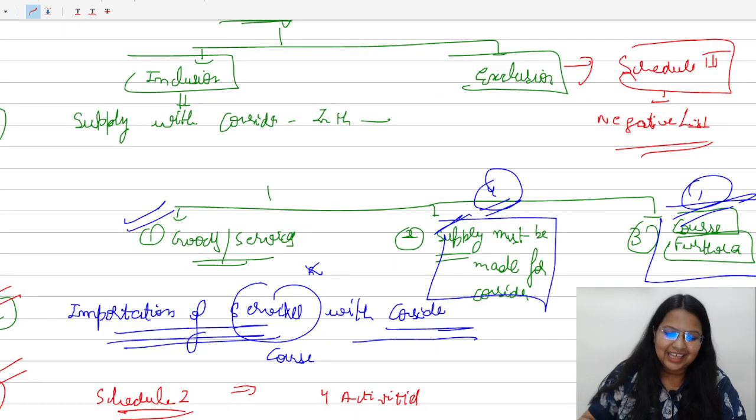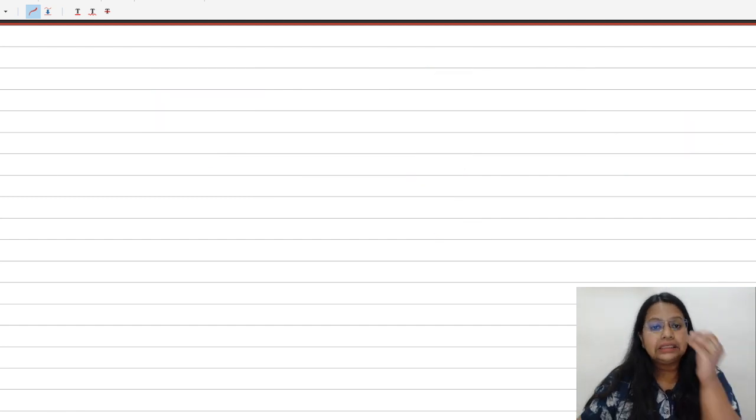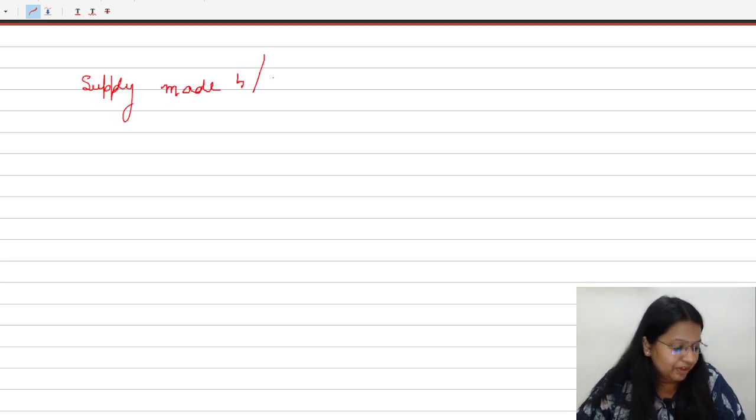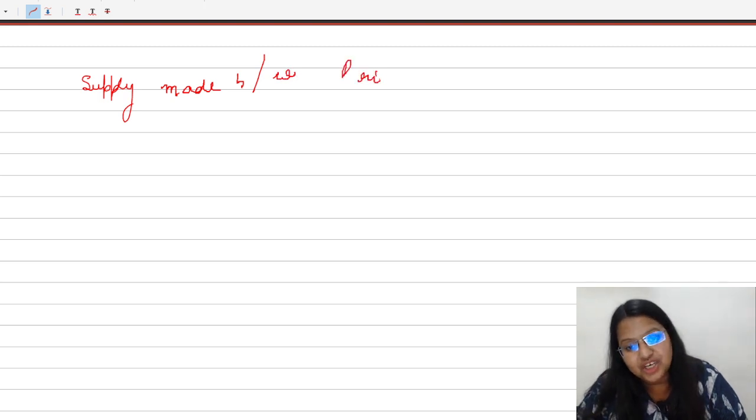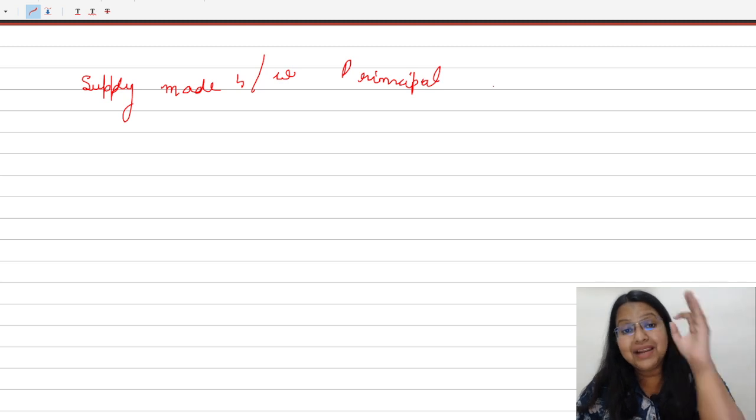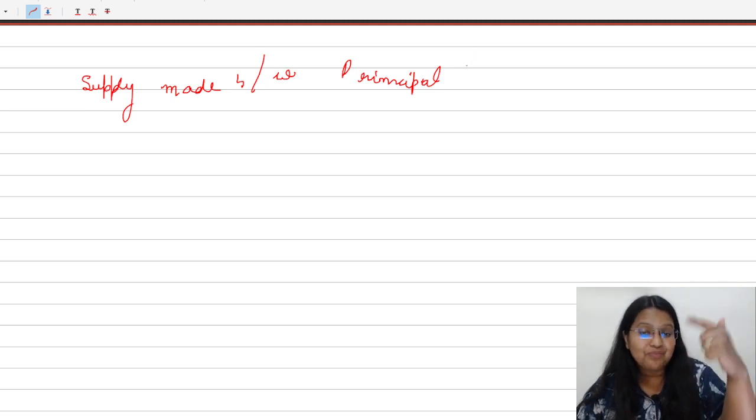Okay, now let's talk about the third point. Students, the third point, that is para 3 of Schedule 1, is if supply is made between principal and agent. If there is any kind of supply made between the principal and agent, and that too without consideration, that will be considered as supply under GST. But yes, there are certain points for it.